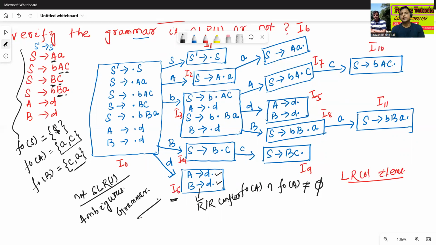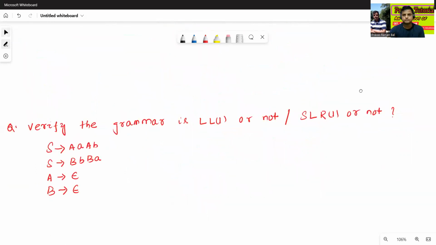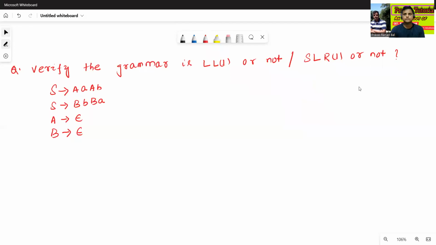Okay. So now we'll check one more question. Verify whether the grammar is LL1 or not, and also we'll check whether it is SLR1 or not. So here we'll verify whether the given grammar is LL1 or not, and also whether the given grammar is SLR1 or not.